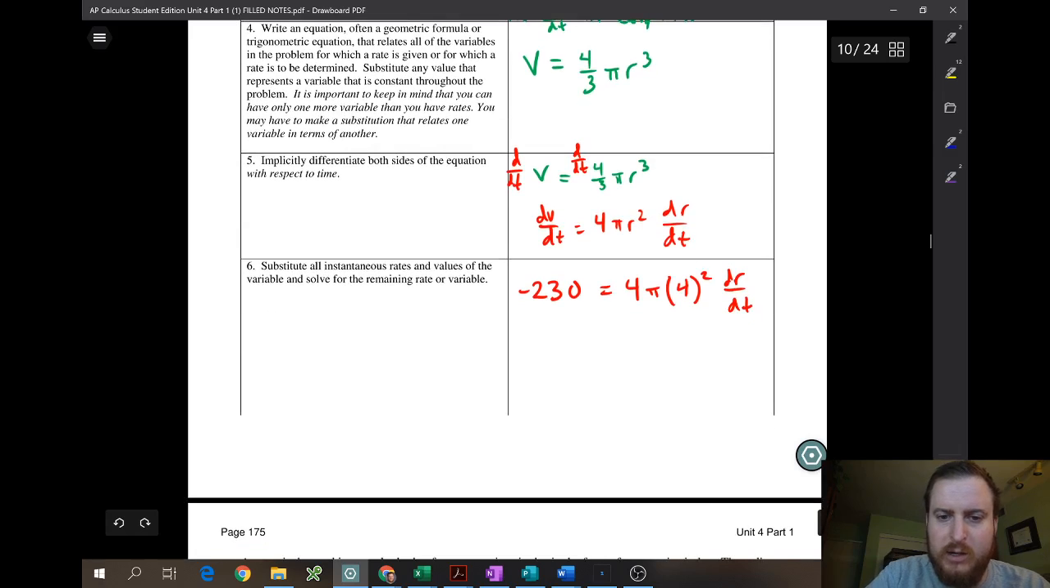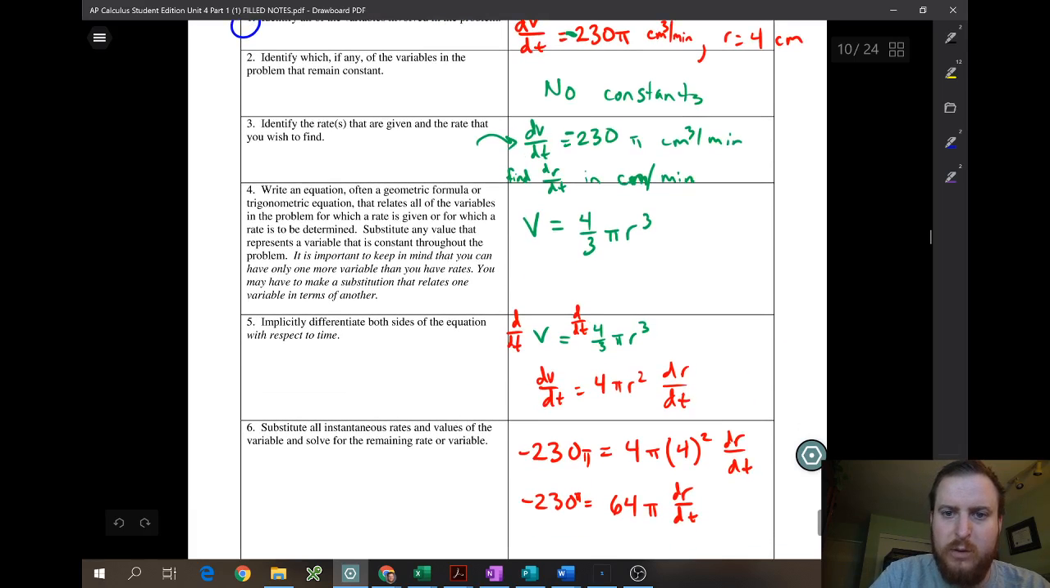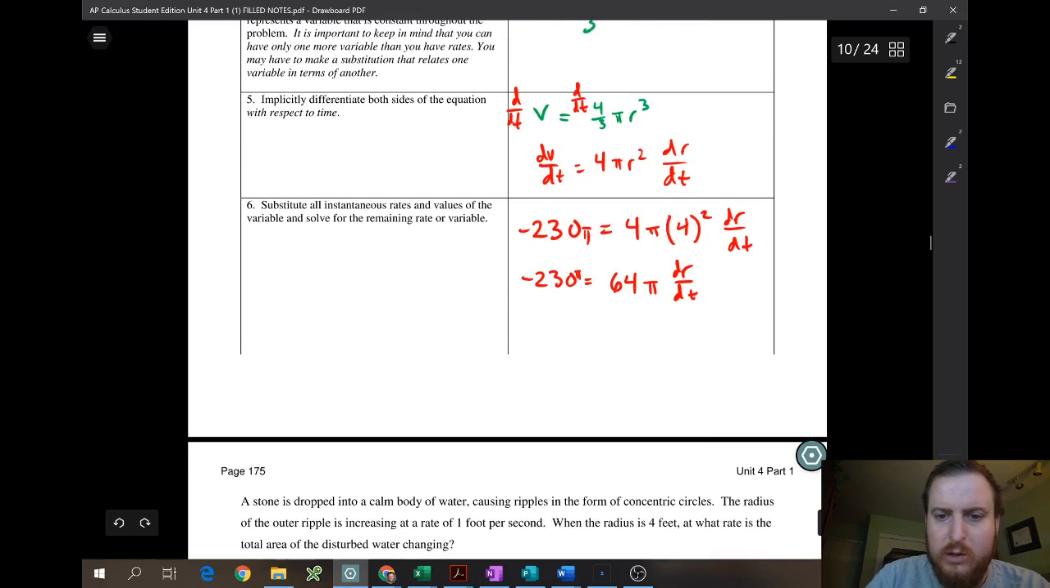And so that's going to give us negative 230 equals, now 4 squared is 16. 16 times another 4 is 64. So 64 pi dr dt. There should have been a pi with the 230. Right, yeah, negative 230 pi. Okay, so the pi's can cancel out. There's a pi on each side. And so we're going to divide by 64. And we get negative 230 over 64.